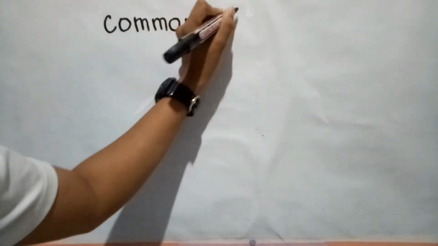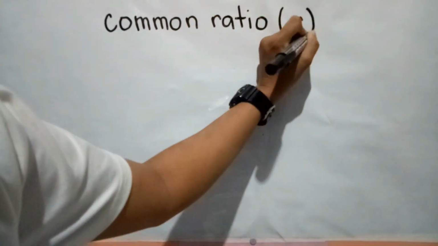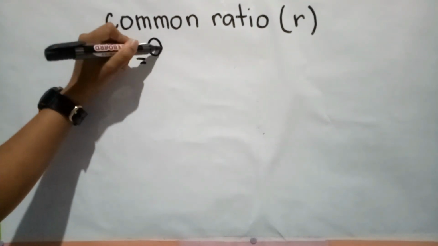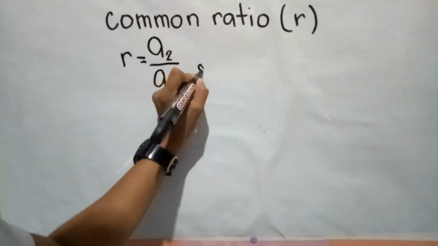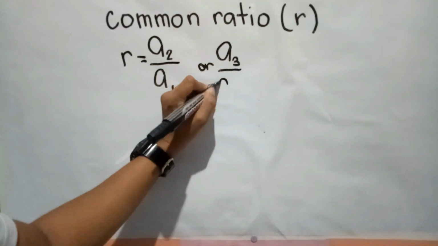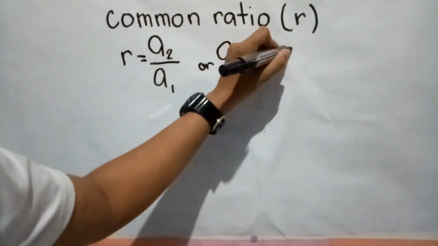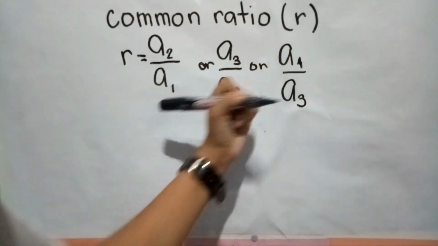So we have the common ratio, denoted by small letter r, is equal to a sub 2 divided by a sub 1, or maybe you can use a sub 3 divided by a sub 2, or a sub 4 divided by a sub 3. It depends on the given sequence.